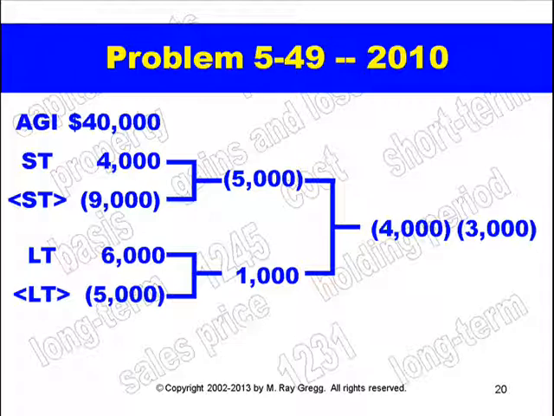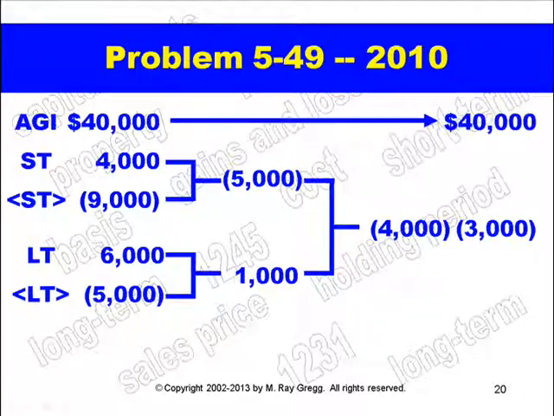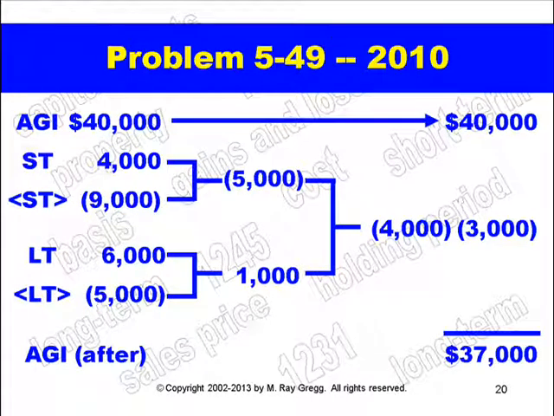The problem asks us to find AGI after considering these capital transactions. We're going to start with the AGI of $40,000, reduce that by the $3,000 in capital losses, the annual maximum, to get a net result of AGI after considering these transactions of $37,000.